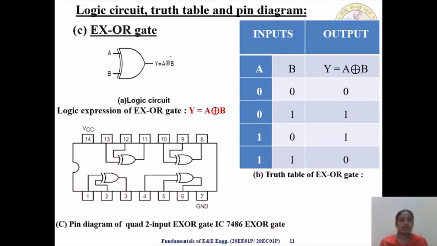For the XOR gate, this is the symbol of the XOR gate. Here A and B are the inputs, Y is the output, and the expression is Y is equal to A XOR B.